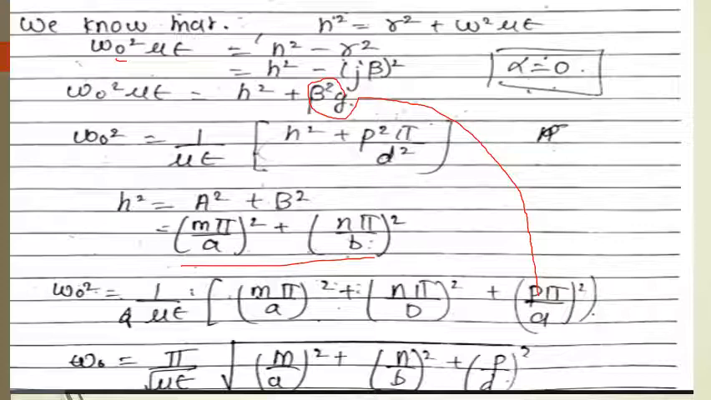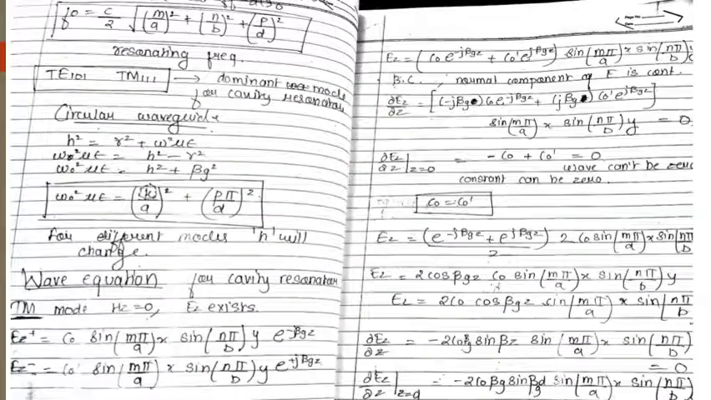So what is omega naught? It is 2 pi f naught. So pi and 2 will get cancelled. What do you think the equation of f naught is going to come out to be? It will be c by 2. You can see over here. It will be c by 2 square root of (m by a) the whole square plus (n by b) the whole square plus (p by d) the whole square.